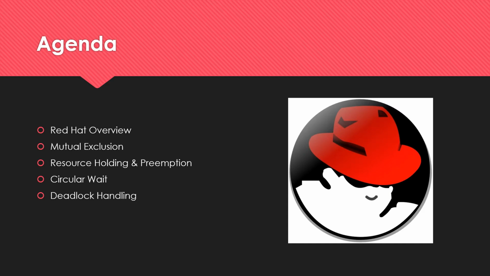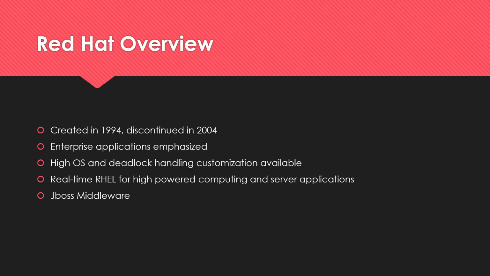We'll begin with a very brief overview of Red Hat Enterprise Linux, often abbreviated RHEL. Then we'll discuss the four conditions for deadlock, which are mutual exclusion, resource holding, no preemption, and circular wait, and specifically how they're handled by Red Hat. Finally, we'll look into some of the methods employed by the operating system to deal with deadlock prevention, avoidance, detection, and recovery. So without further ado, let's dive in.